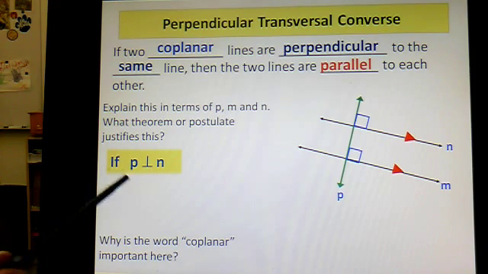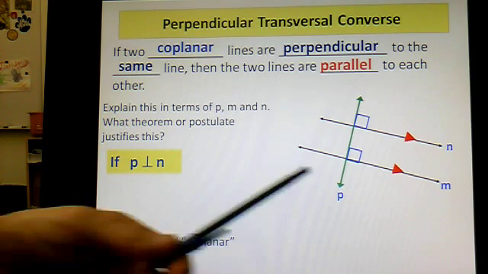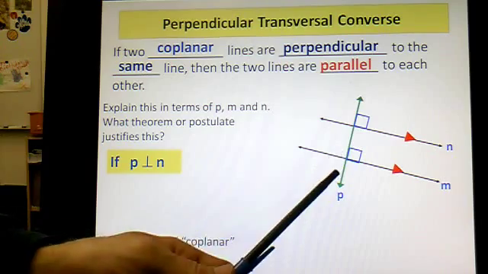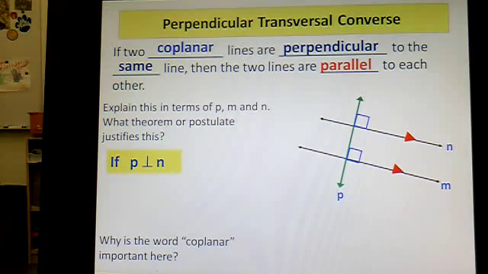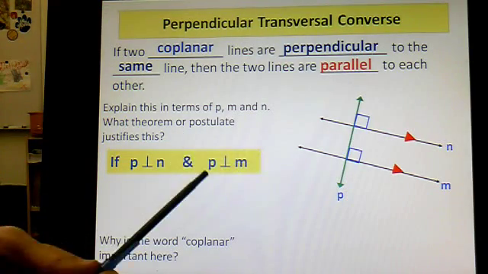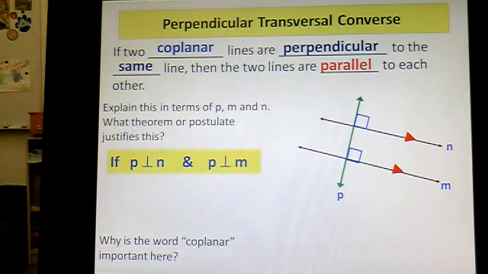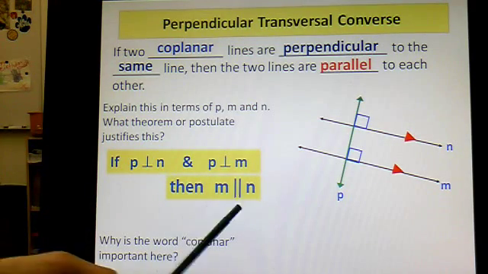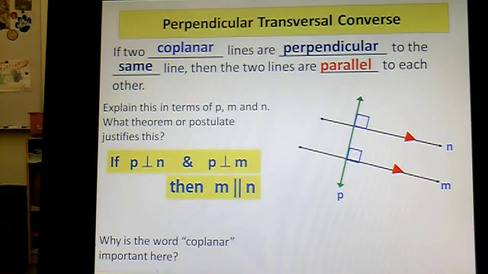Here's what I'm talking about for symbols. So if P is perpendicular to N, and P is perpendicular to M, that's also a right angle there, then your conclusion is you've got parallel lines. So M is parallel to N. So it's a statement using the symbols on there.